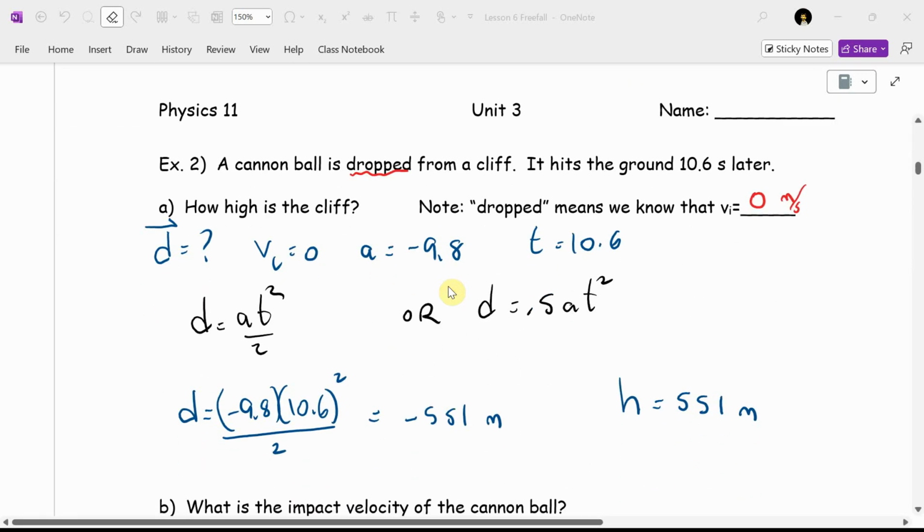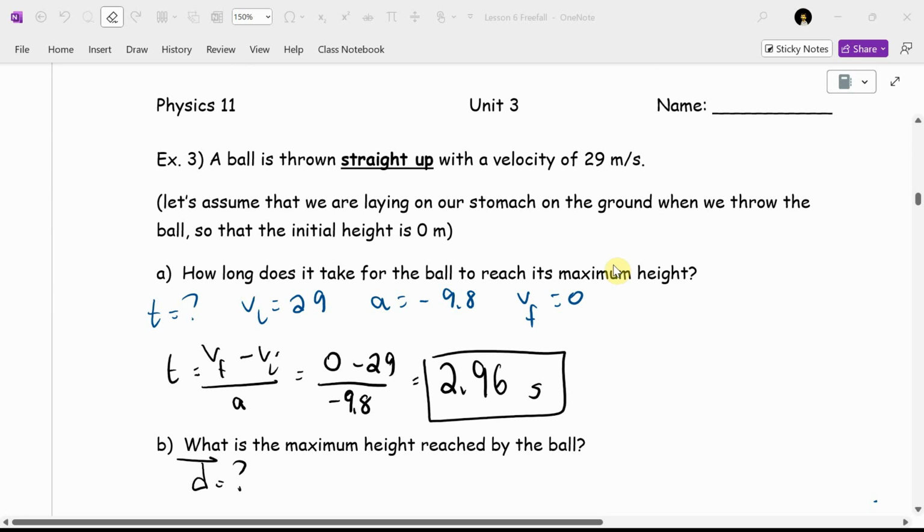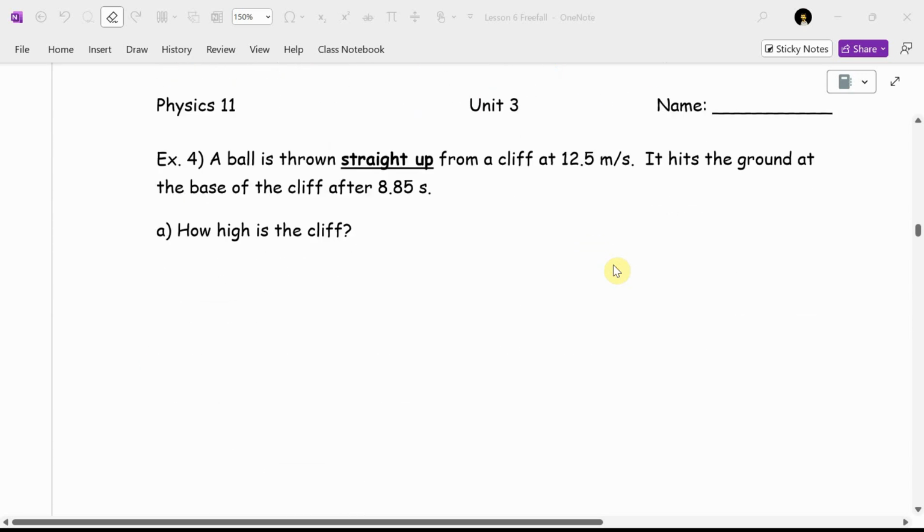We looked at a question where we dropped an object from a cliff. We said that if you drop an object, you can assume VI is 0. Then we looked at a question where we launched an object up from the ground. We're going to combine them. Let's throw an object, but not from the ground. Let's launch an object from a cliff. A ball is thrown straight up from a cliff at 12.5 meters per second. It hits the ground at the base of the cliff after 8.85 seconds.